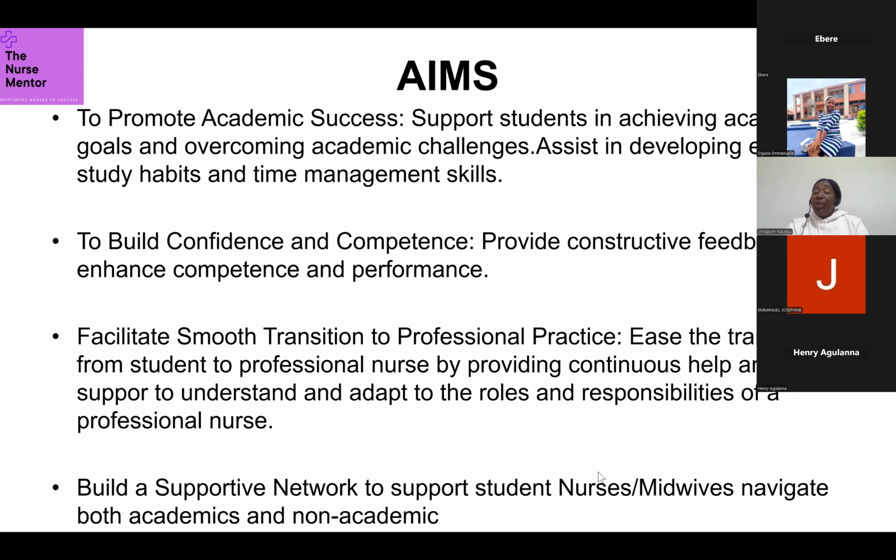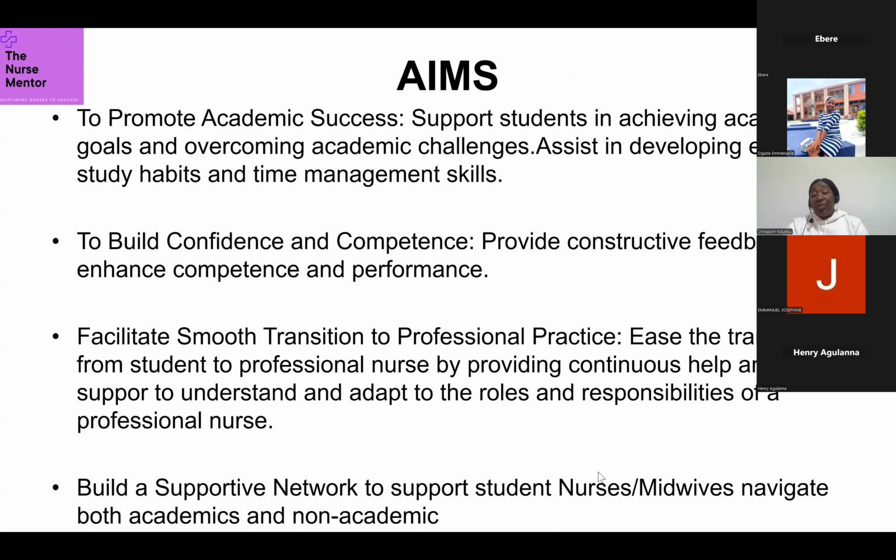Our aim is to promote academic success. We are going to support the students to achieve their academic goals. We are going to give you the support you need. We are going to work with the Nursing and Midwifery Council curriculum, and we are going to make sure that we help you as much as you need that help. We'll help you to improve your study habits and your time management skills, because those are the two determinant factors. Time wasted, you can never regain it.